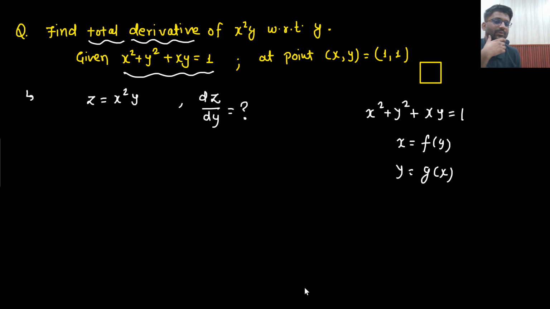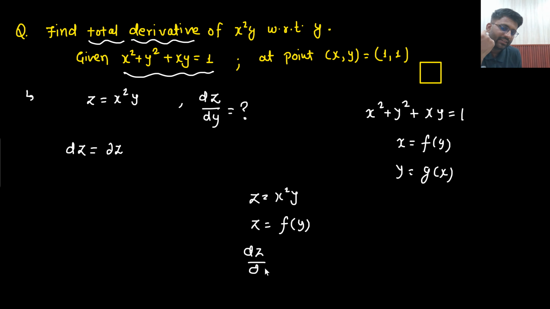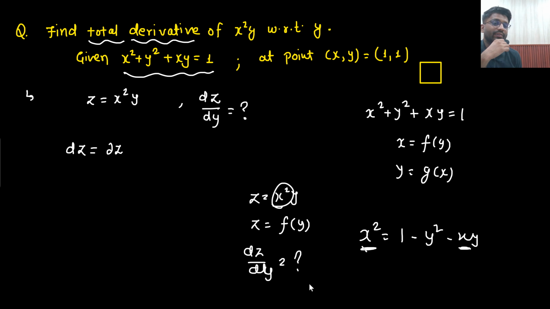So dz by dy you are supposed to find out. Sir, what will be dz by dy? First of all, is it easy to replace x square in terms of y? Can I write down x square in terms of y? Basically z is x square y, no? What if I make z a function of y? Then dz by dy will be very easy, right? But x square would be 1 minus y square minus xy. So x square also has a term of x. So x is not gone.